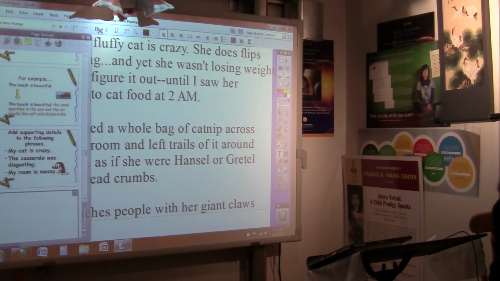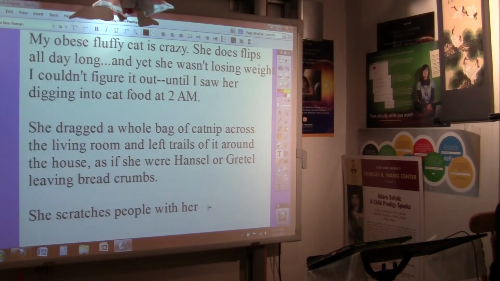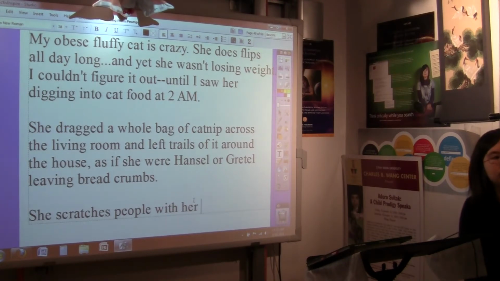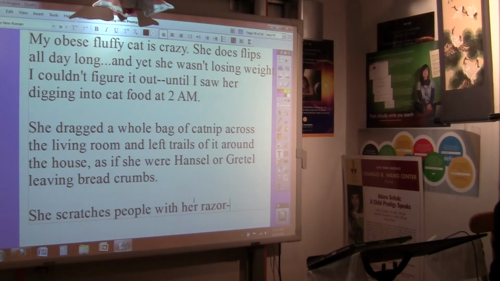Maybe, how can we describe how sharp her claws are? What's a word we could use to describe how sharp her claws are, aside from sharp? Razor sharp? With her razor sharp claws. Yeah, that's nice. Okay.